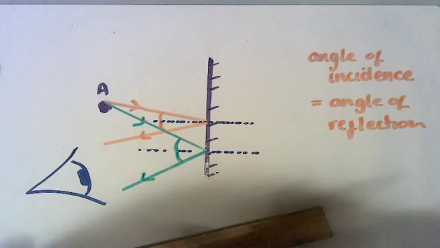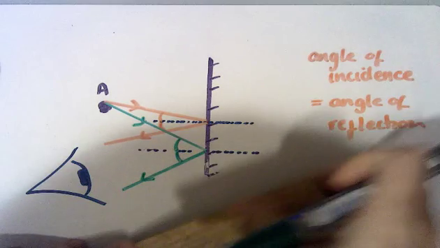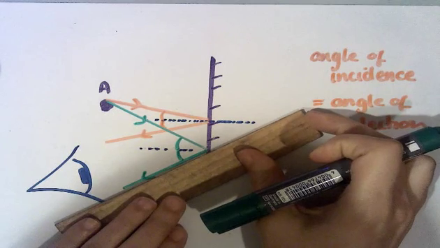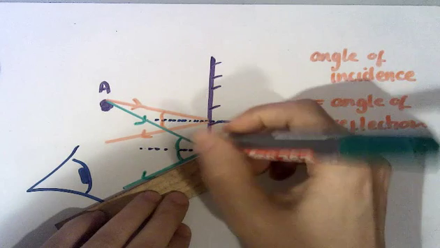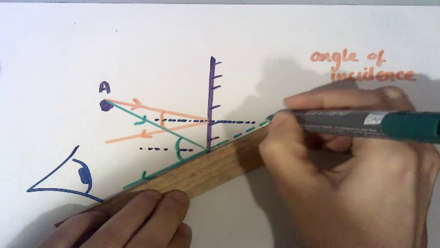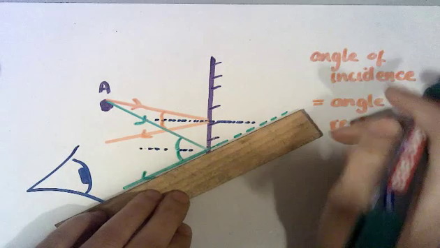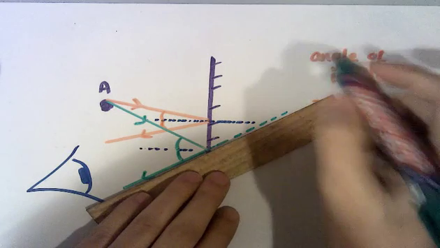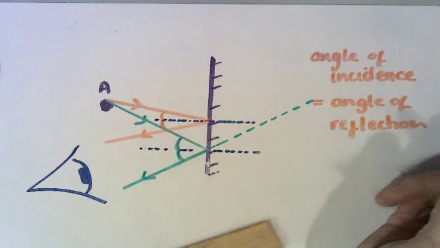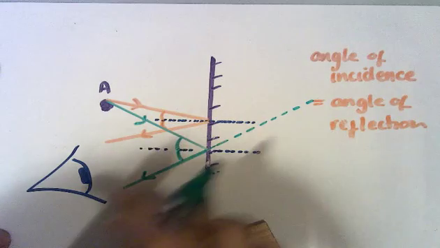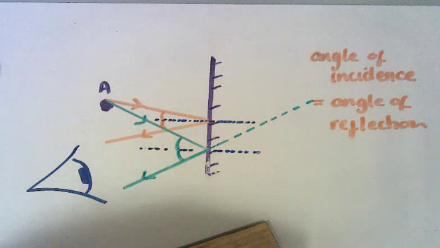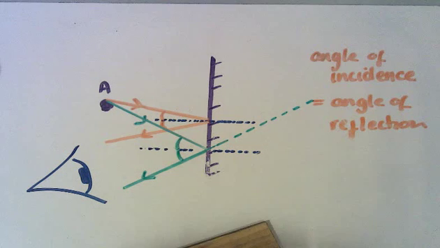So what we do is we pop our ruler along the reflected ray that we've just drawn, and we follow it back behind the mirror. Now because the ray doesn't actually go behind the mirror, it just appears to go behind the mirror, we have to represent this as a dotted line. The ray actually goes here and here, it never actually goes behind the mirror. It just appears to, it's just what your eye thinks is happening to that ray.